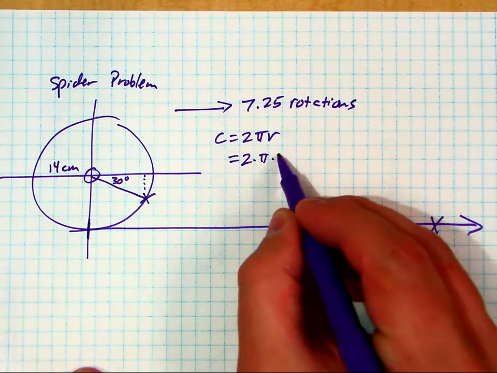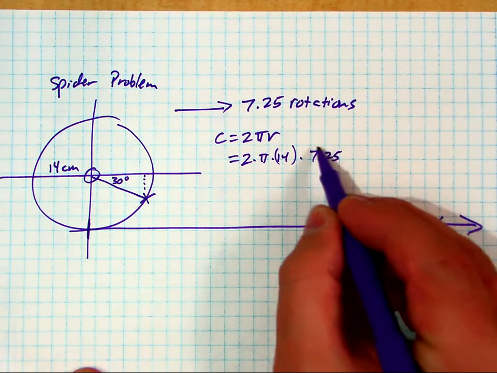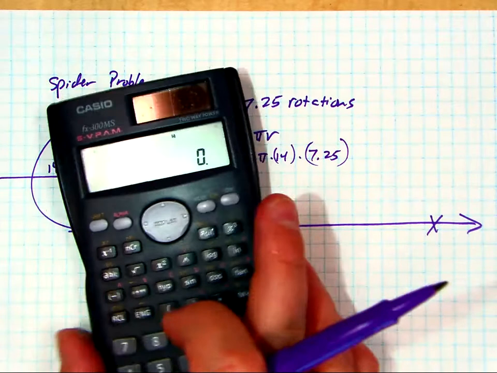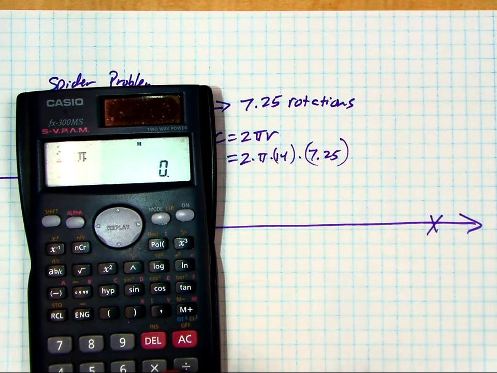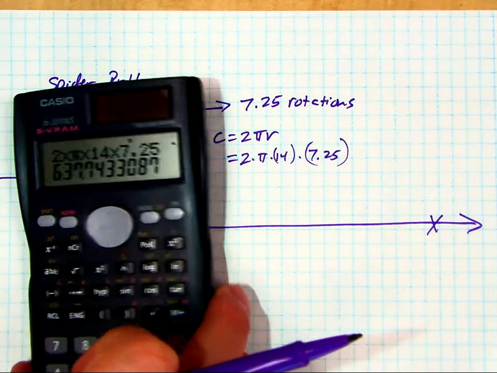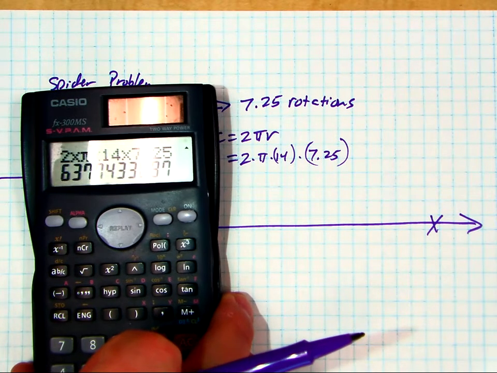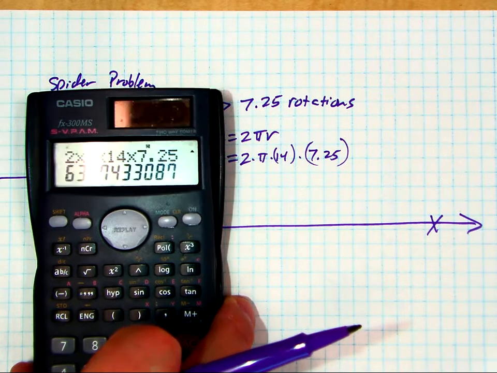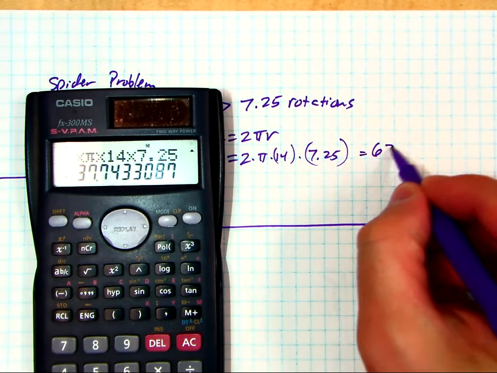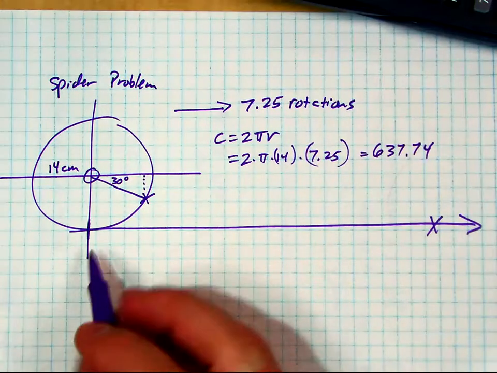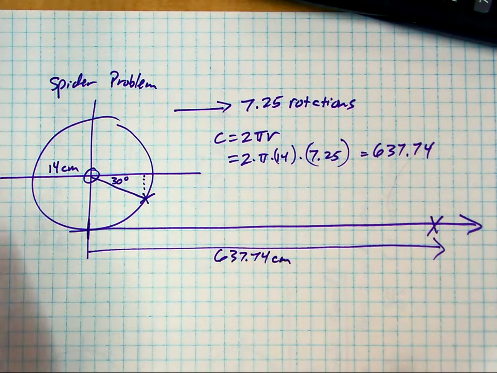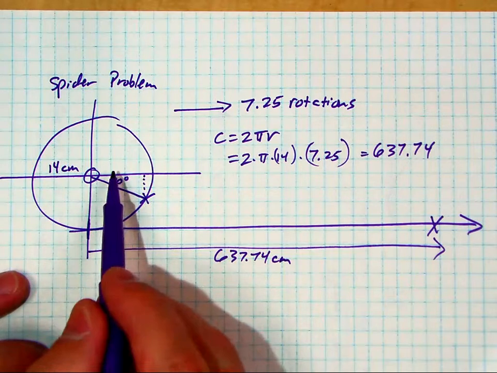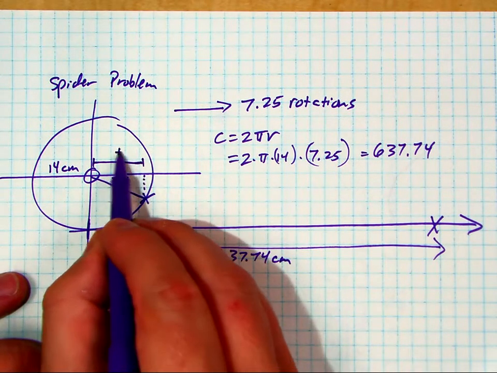That's our first task, and it's relatively simple. So 2 times pi times 14 times 7.25. Let's type that into the old calculator to figure it out. So 2 times pi times 14 times 7.25. So 637, let's go to 2 decimals. 637.74. Okay? So that means this distance, the center to center, is 637.74 centimeters.